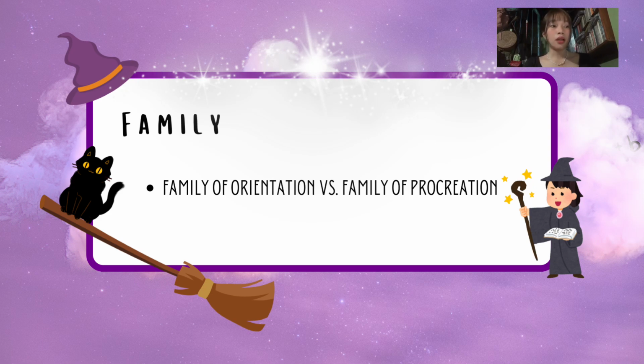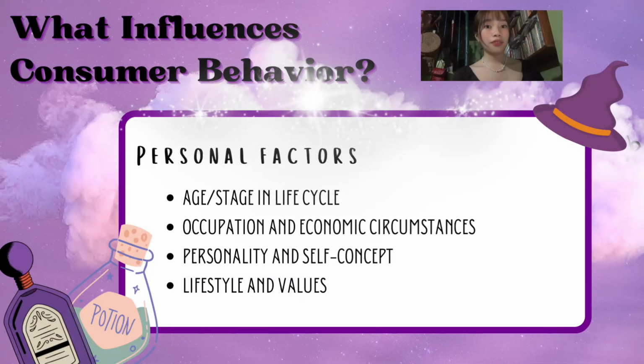At this stage, purchasing decisions shift toward household necessities, children's products, and financial planning. Understanding this influence allows businesses to develop more effective marketing strategies tailored to different family structures. What influences consumer behavior? This slide explains how personal factors influence consumer behavior. These factors vary from person to person and shape how individuals make decisions when purchasing.